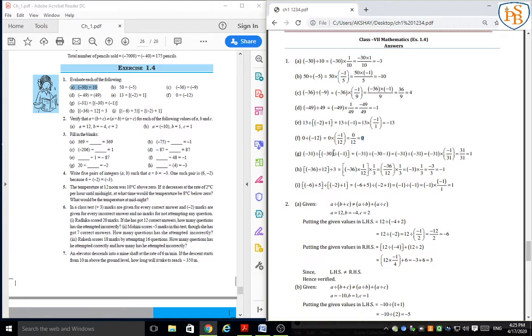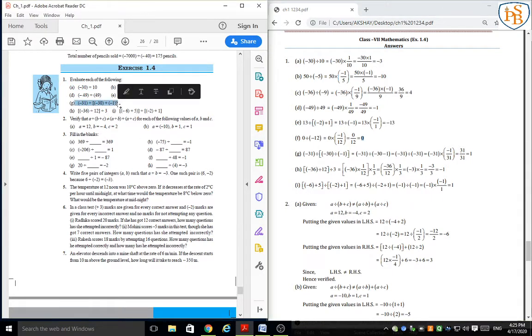Here it is not a divided sign, it is a plus sign. Look here in the exercise, there is a mistake. Please don't make this mistake in your notebook. I am very sorry for this mistake of mine. So 31 divided by 31, the answer will be 1.